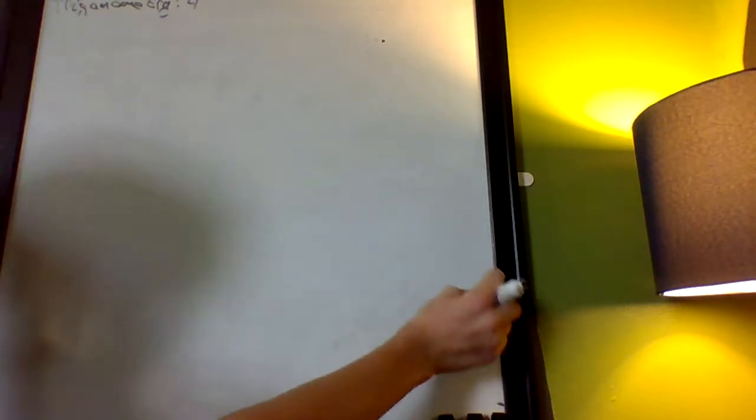Welcome back to Trigonometry. This is part 4. Last time we discussed more about the unit circle and the graphs of cosine and sine.